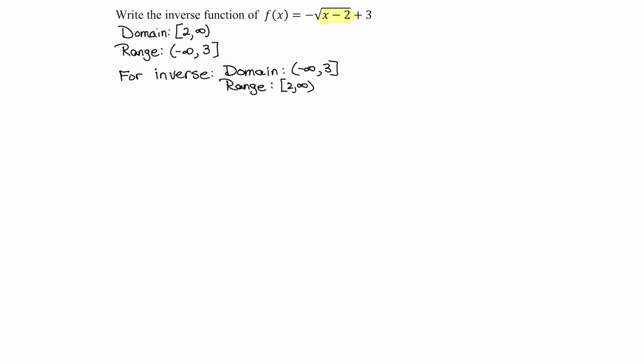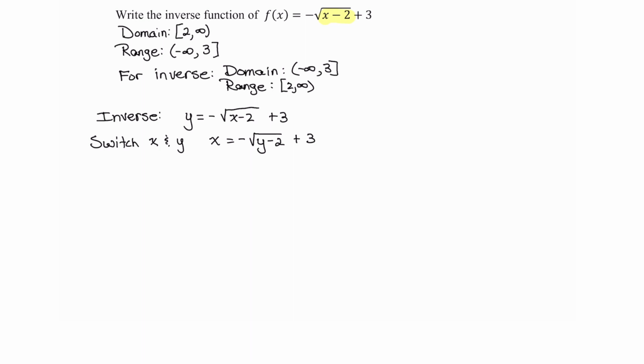So now let's find the inverse. So the first thing we want to do is remember that f of x is just another name for y. So instead of writing the f of x equals, we will write y equals the negative square root of x minus 2 and then plus 3. And then you want to switch the x and y variables. So we write x is equal to the opposite of the square root of y minus 2 and then plus 3. And now we want to solve for y.